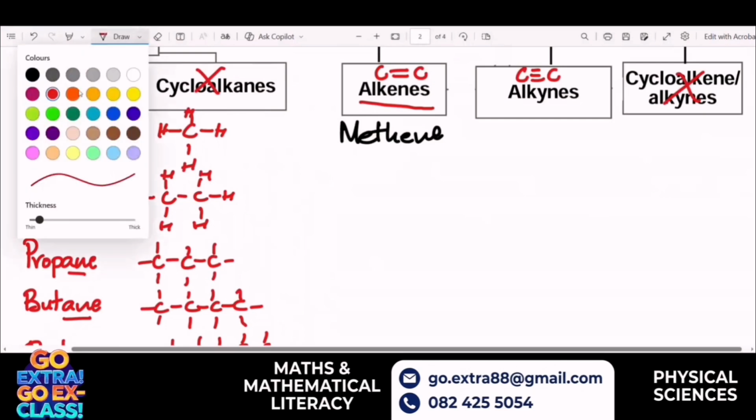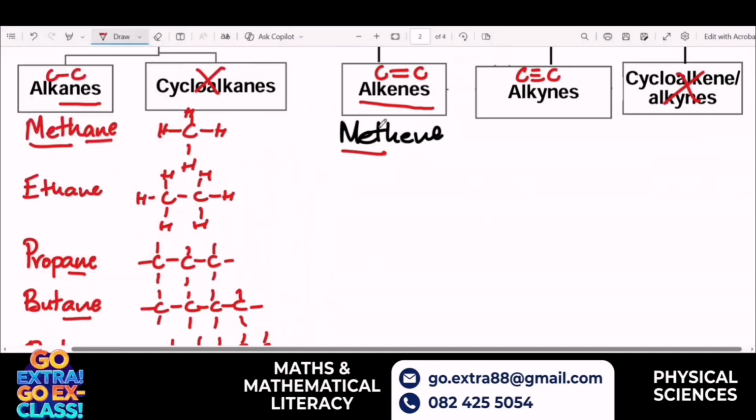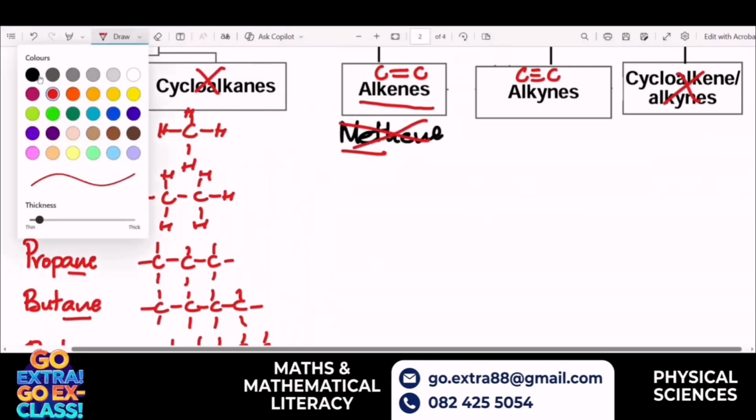For a simple reason, guys. Remember, these are unsaturated. They have a double bond between carbon and carbon. So meth means one, and there is no existence of a double bond where there is only one carbon. So we don't have anything. So we want to start with ethene. We're going to start with ethene.